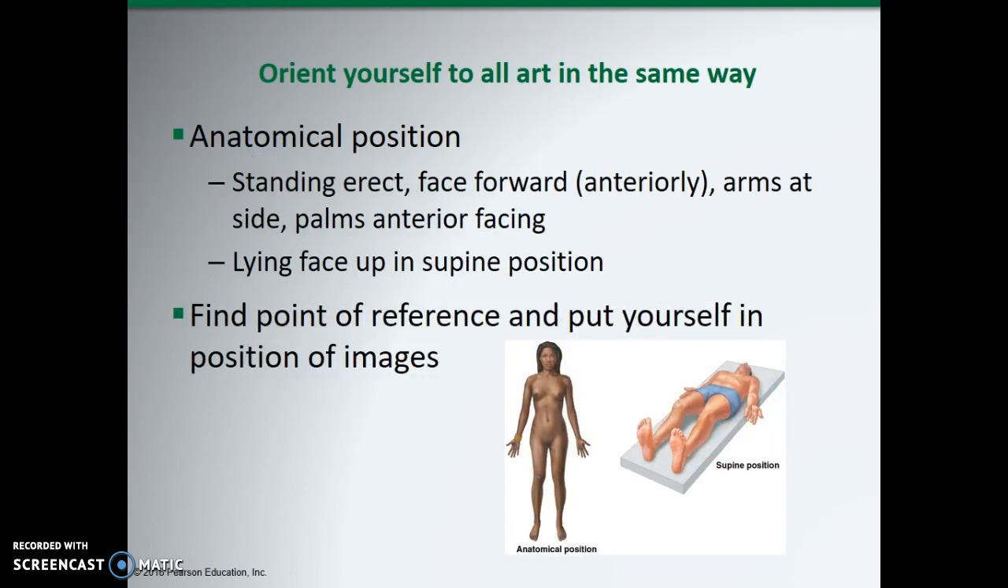So when you talk about body parts of another person, you always have to remember you're the doctor and that other person is the patient. So you have to describe it in terms of their body parts. So their right arm, their left shoulder, and so on. So we always start with anatomical position, and you can see that it's standing erect, facing forward, arms at the side, palms forward. And some of the cross sections require lying face up in a supine position, palms up.